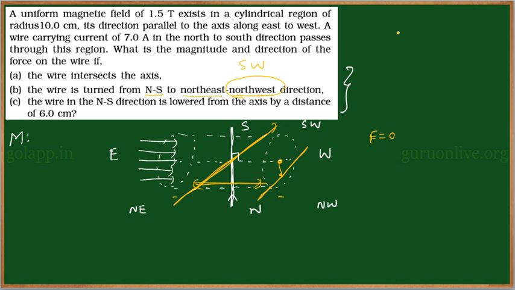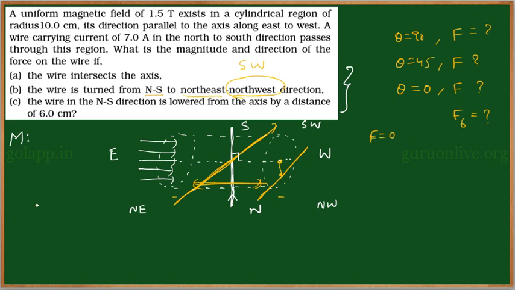One is when theta is equal to 90 degrees, we need to find out the force. When theta is 45 degrees, we need to find out the force. And when theta is 0, at that moment also we need to find out the force. And if you move away from the axis of that cylindrical field, that force also you need to find out. So these four forces we need to find out. So that is our motive.